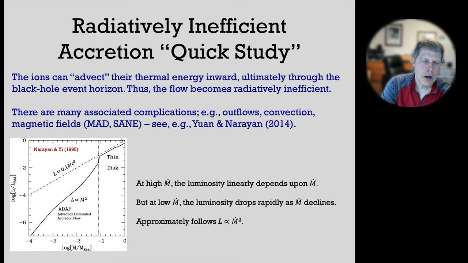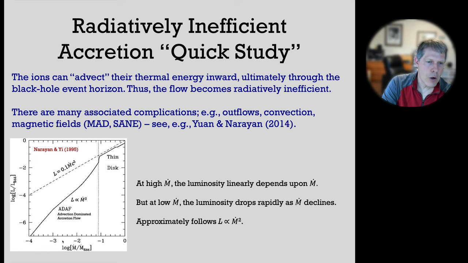And up in the regime of a thin disk where you have radiatively efficient accretion, well, there at relatively high m dot values, the luminosity linearly depends upon m dot, as you would expect. You have an efficiency times m dot times c squared, and that's your luminosity. However, at lower values of m dot down here, the luminosity drops rapidly as m dot declines. In fact, it approximately follows the luminosity being proportional to m dot squared, okay, approximately. And, well, again, that is because the flow is becoming radiatively inefficient.